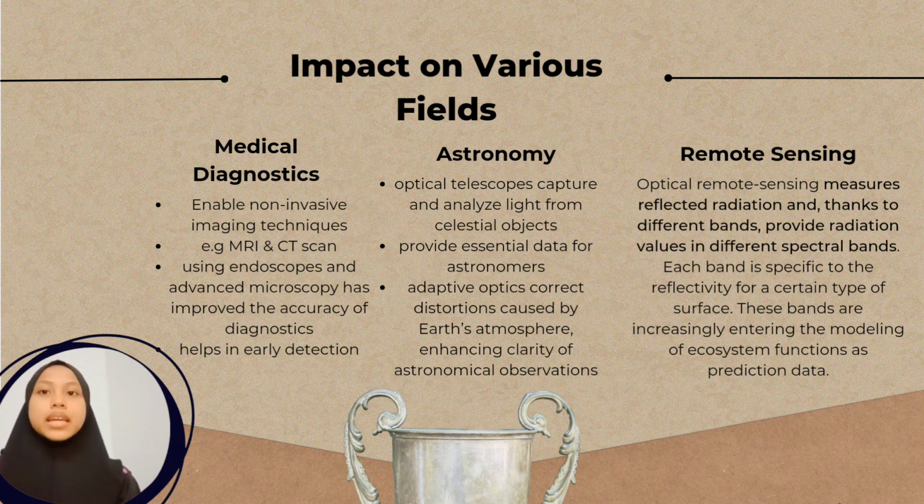In astronomy, it has allowed the astronomers to capture and analyze light from essential objects using essential data and settle few problems regarding astronomy with the enhanced clarity of astronomical observations. Lastly, for optical remote sensing, different bands provided radiation values in different spectral bands, resulting in more specific and clarity of the ecosystem function.